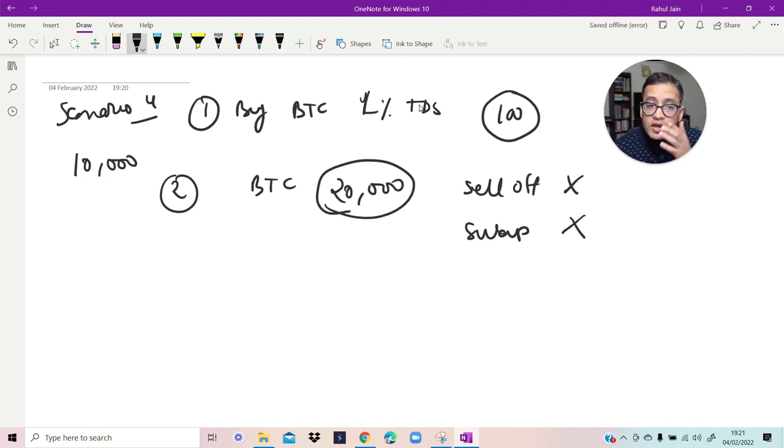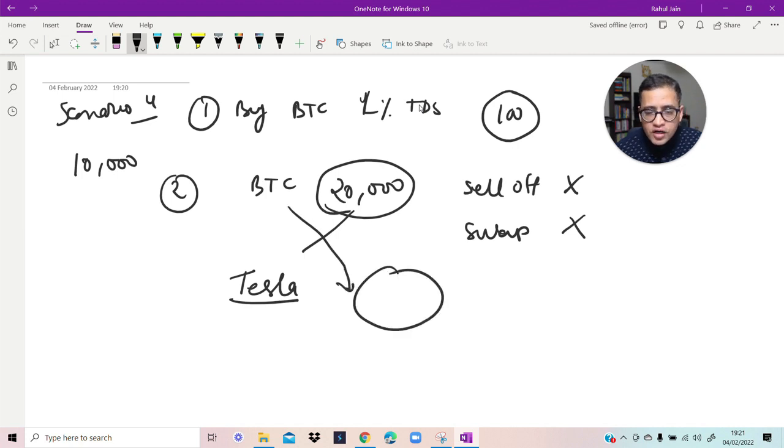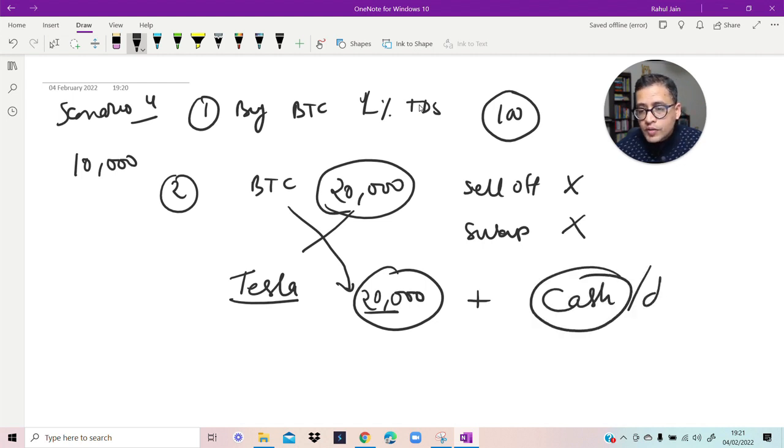What they're doing, typically, this is what happens in the US. You might want to buy, I don't know, a Tesla, for example. So you will use this Bitcoin to pay partially for the Tesla. Of course, this can't really fulfill your Tesla needs, but let's say you contribute 20,000 of Bitcoin, and the remaining money you pay in cash, or your debit card or whatever.